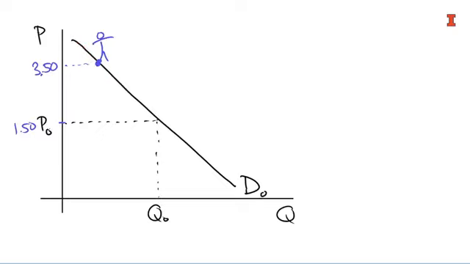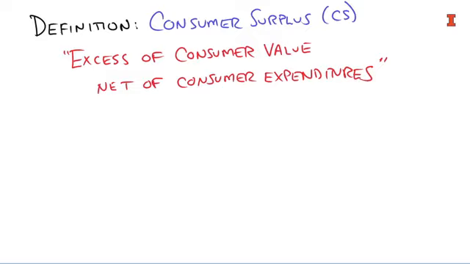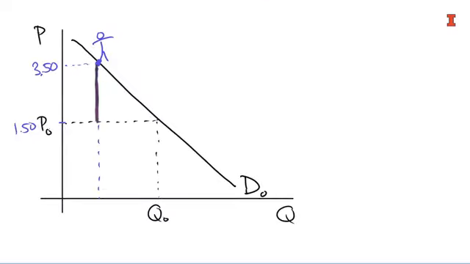So for this particular transaction, this individual will get $3.50 worth of happiness from that Diet Pepsi, but they paid $1.50, which means that their surplus would just be this vertical gap. Remember what the definition said. It's the excess of consumer value net of consumer expenditures. For this particular product, the consumer gets $3.50, but has to part with $1.50 worth of alternative enjoyment. So the net, that is the surplus, for that particular transaction is $2.